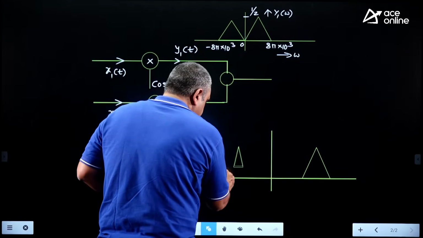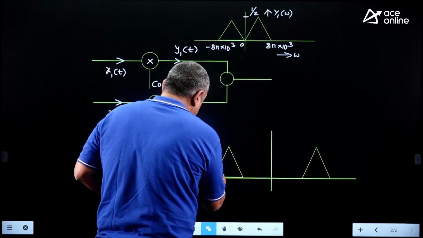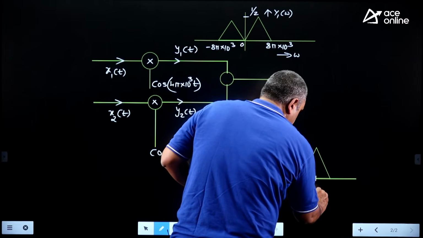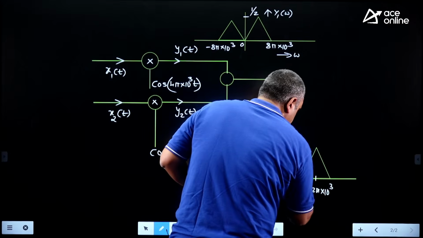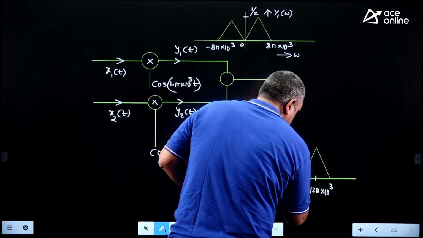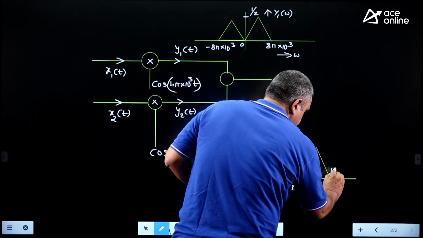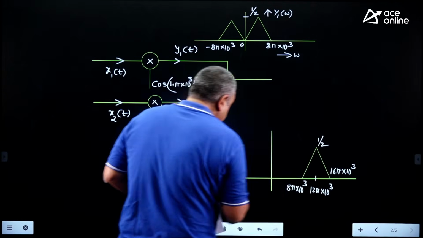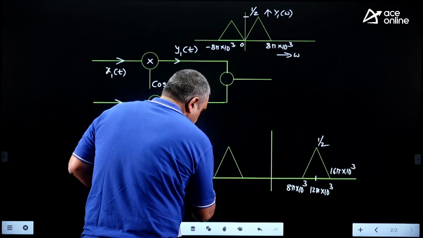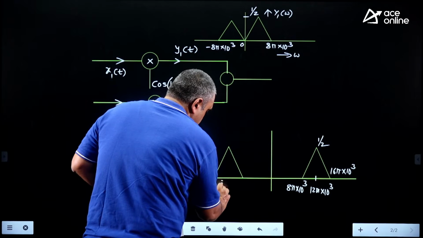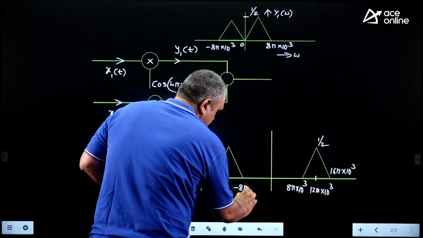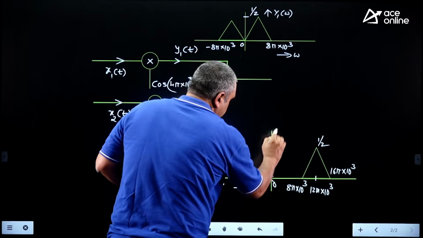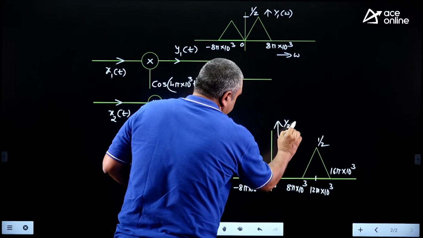Both the right side and left side are shifted by 12 pi into 10 cube. So this center value is 12 pi into 10 cube. This becomes 8 pi into 10 cube, and this value becomes 16 pi into 10 cube. Peak amplitude would be 1 by 2. Same thing also happens on the left side, minus 16 pi into 10 cube to minus 8 pi into 10 cube. So this is the resulting spectrum which I am getting at the output of the second multiplier.